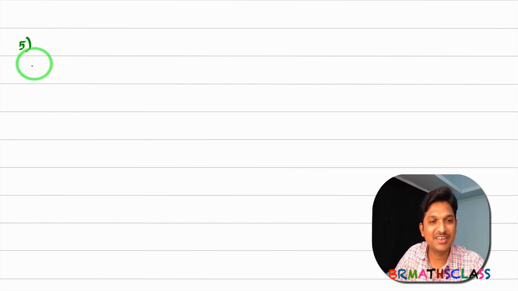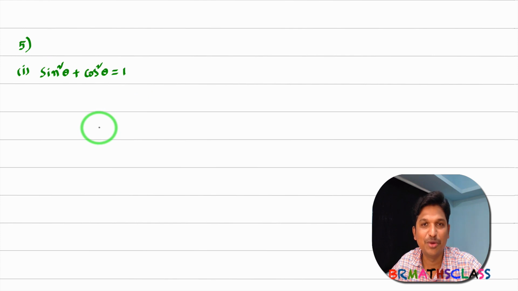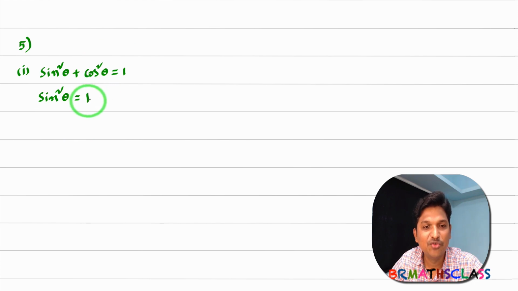Okay. So the first trigonometric identity: sin square theta plus cos square theta equal to 1. This is the first trigonometric identity. We use this result very frequently. From this, we can write another 2 formulas. What is sin square theta from this formula? Sin square theta equal to, you see here, this cos square theta, you take it to the right hand side. Then it will become 1 minus cos square theta.